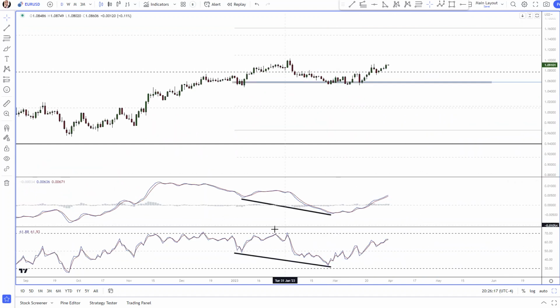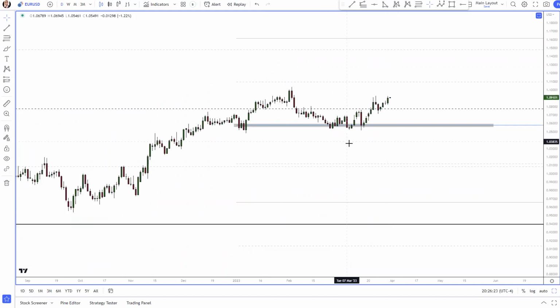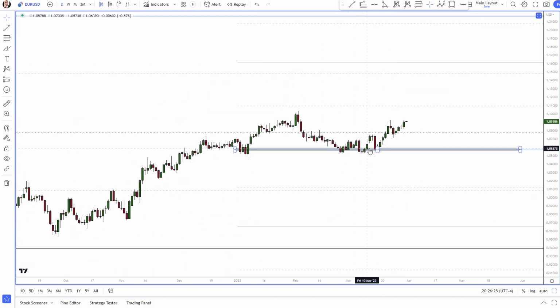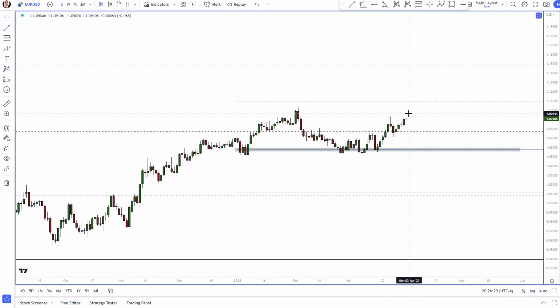And again, looking at the MACD making that hidden divergence and the RSI making that hidden divergence, this should have definitely been a strong buy. And right now it looks like it's headed in that direction. But we'll have to see what happens towards the end of the week.